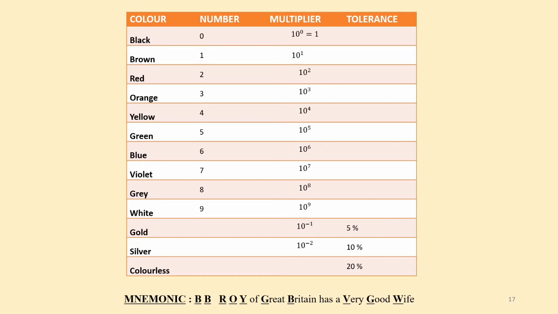And these colors must be written in a particular order that can be remembered by the mnemonic: B.B. Roy of Great Britain has a very good wife. First B stands for black, second B stands for brown. In Roy, R stands for red, O stands for orange, Y stands for yellow. In Great Britain, G stands for green, B stands for blue. In very good wife, V stands for violet, G stands for gray and W stands for white.